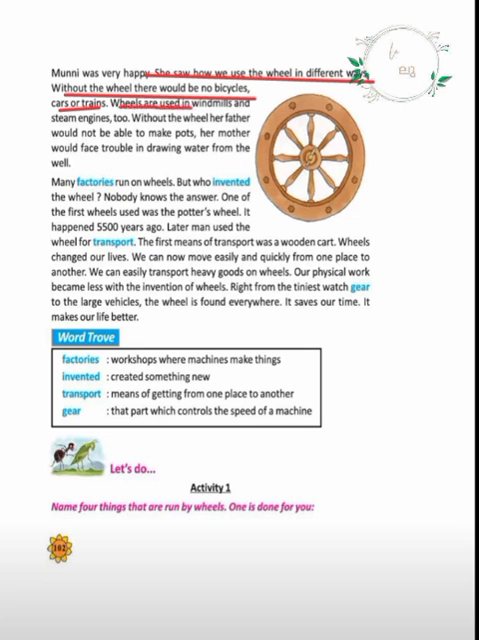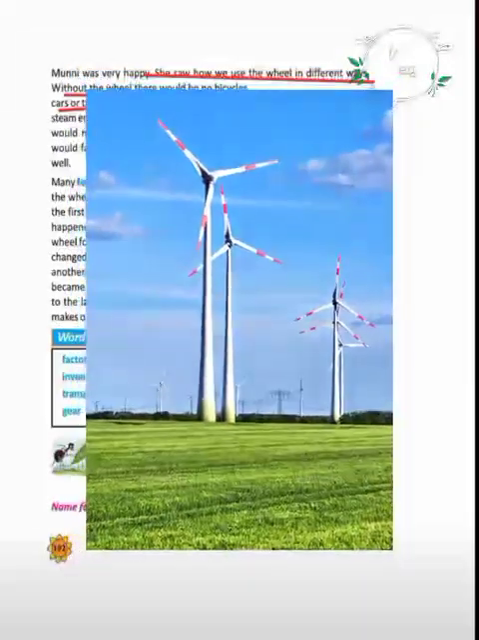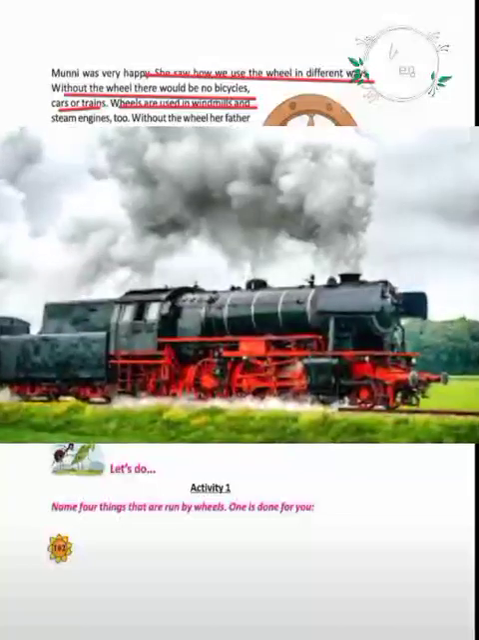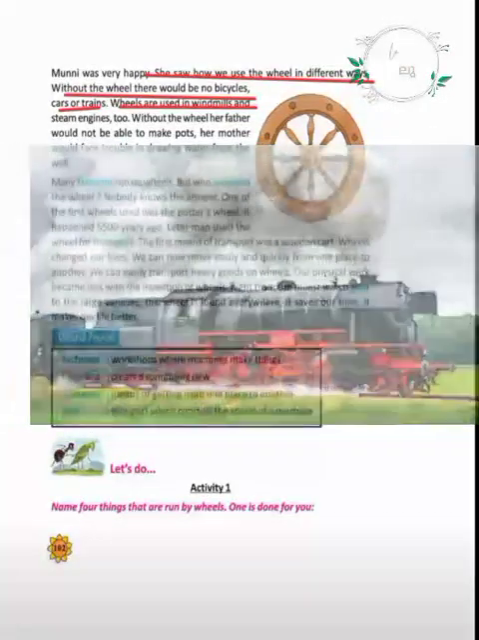Wheels are used in windmills and steam engines too. In this picture, you can see a windmill. So in this windmill also and steam engines also, wheels are used.